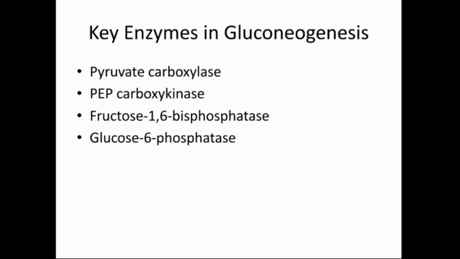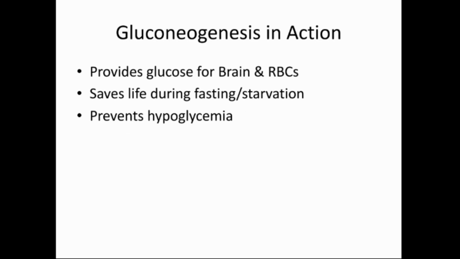Next, we will discuss the key enzymes in gluconeogenesis, which are pyruvate carboxylase, phosphoenolpyruvate carboxykinase, fructose 1,6-bisphosphatase, and glucose 6-phosphatase. Gluconeogenesis in action provides glucose for the brain and RBCs, and saves lives during fasting and starvation, as we are not getting enough glucose from the food. It prevents hypoglycemia. Hypoglycemia means the lowering of the glucose level in the body.